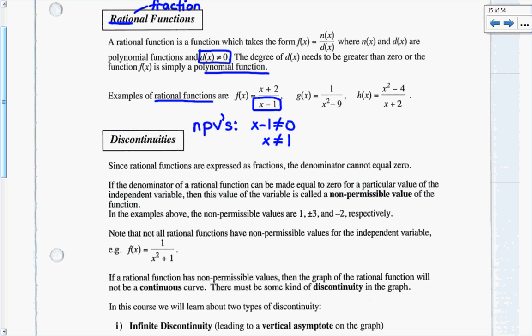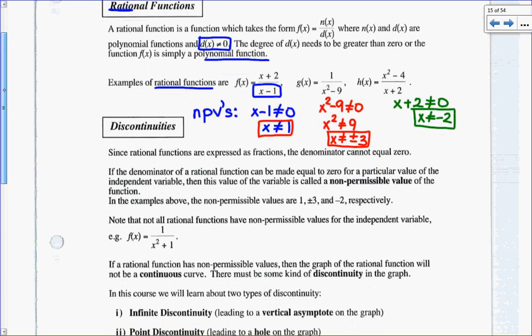Second one, non-permissible values, well, x squared minus 9 cannot be equal to 0. So x squared cannot be equal to 9, which means x cannot be equal to positive or negative 3. And in the third one, for your non-permissible value, x plus 2 cannot be equal to 0, so x cannot be equal to negative 2. Okay, so that's how you calculate those non-permissible values. That's the value that would make your denominator equal to 0. And that is an impossible situation, so it's undefined.